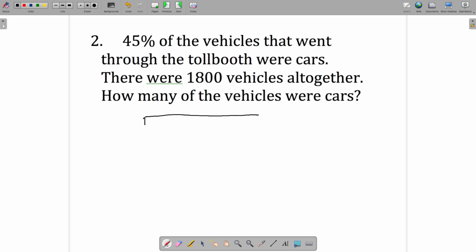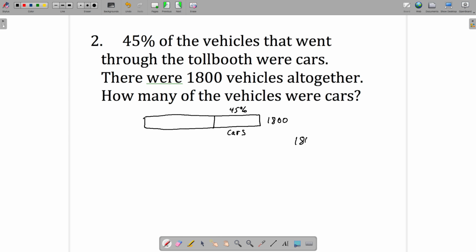I'll go ahead and make my drawing here. So we got vehicles that went through the toll booth were cars. 45% were cars. So 45% cars. There were 1,800 altogether, and how many of them were cars?